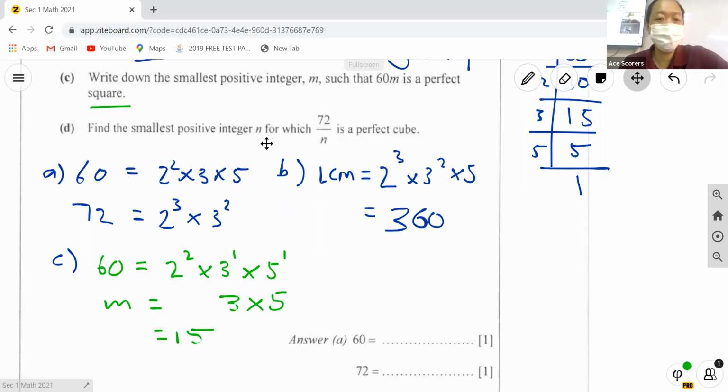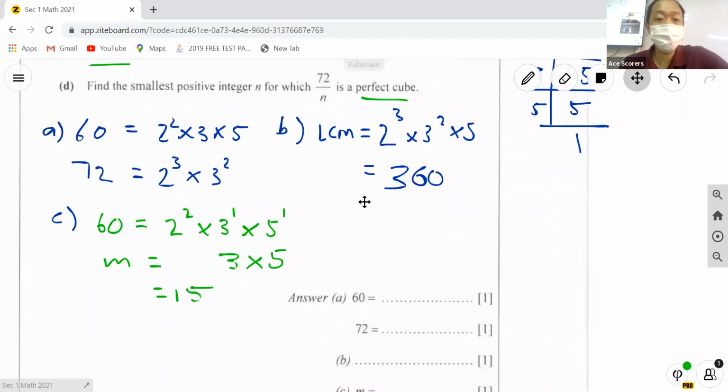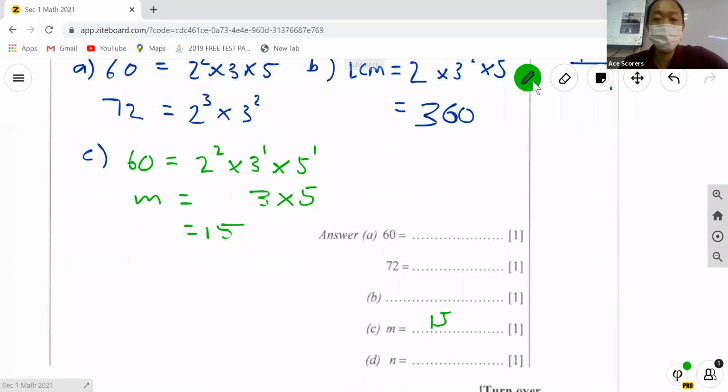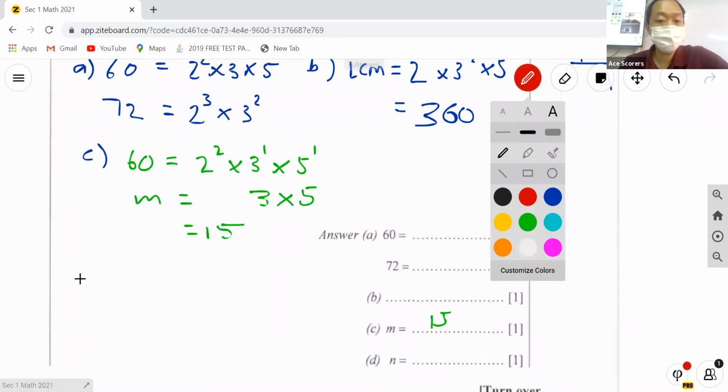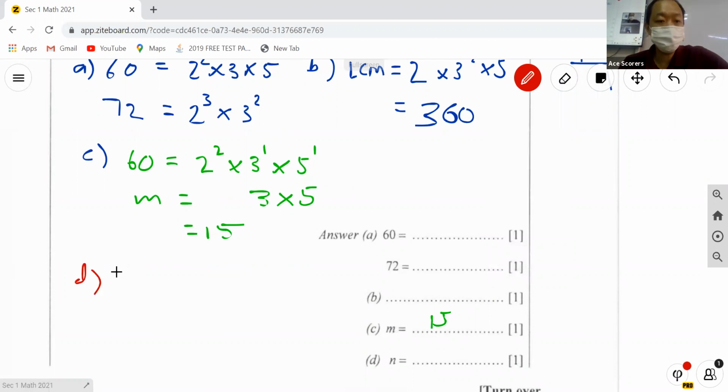Find the smallest positive integer n for which 72 over n is a perfect cube. So now we want a perfect cube. What's a perfect cube? A perfect cube has all powers of 3. Square means power of 2, but now they want cube, which means power of 3. So we look at 72. What is our 72? So 72 is 2 cube times 3 squared. This 2 cube is fine, it's already a cube.